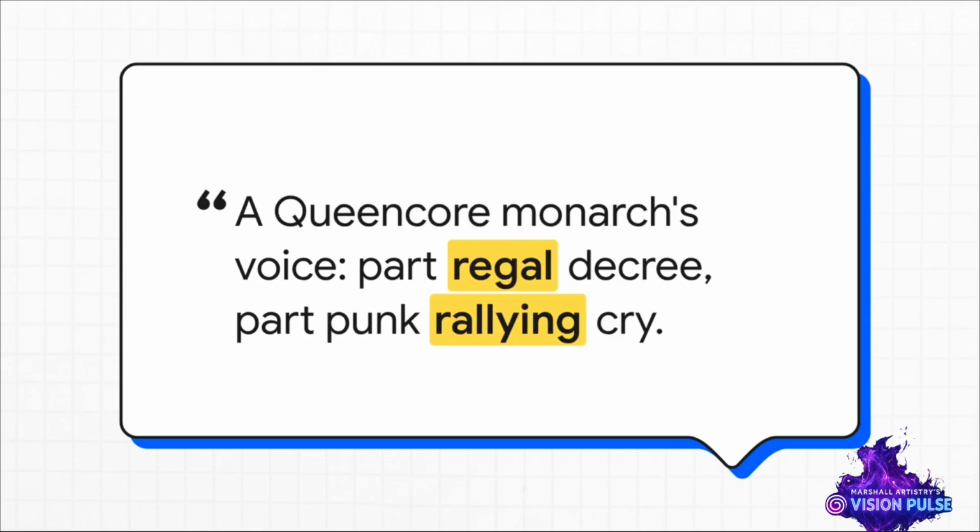And hey, it's not just for images. For storytelling, this prompt gets right to the heart of the character. The goal is to define the monarch's voice, and the key is that amazing contrast, part regal decree, part punk rallying cry. The AI knows exactly what kind of complex character to write from that single instruction alone.